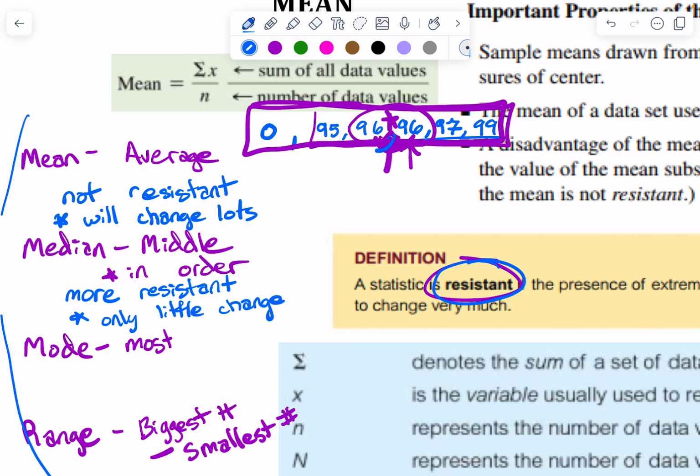Right? It's only going to slide from one number to another. So not very much change. All right, mode.